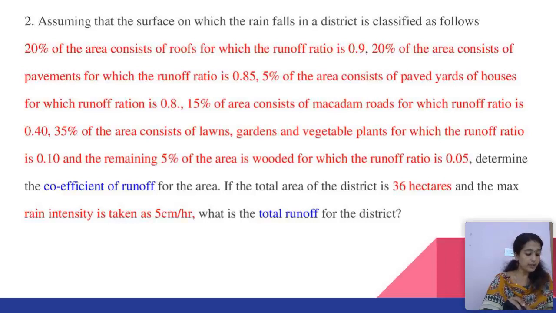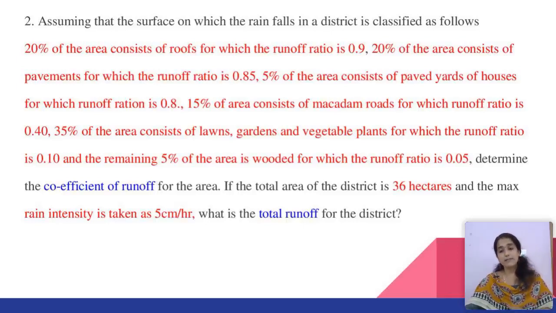Determine the coefficient of runoff for the area. If the total area of the district is 36 hectares and maximum rain intensity is taken as 5 centimeters per hour, what is the total runoff of the district?